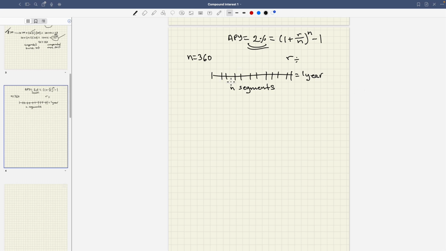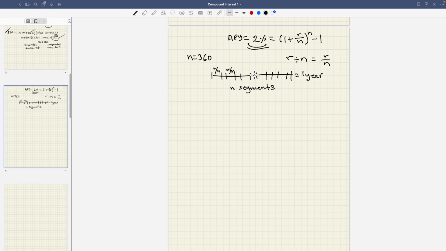And each segment is going to contain a little bit of R. Because they are equal in length, we divide by n, which is essentially R over n. The interest rate R is divided into n segments. So this little segment is going to have R over n. Every little segment is going to have R over n. So I'm just telling you what goes through my mind.